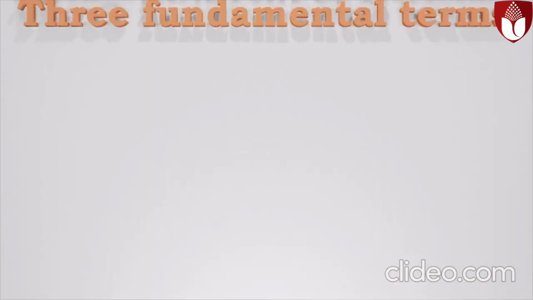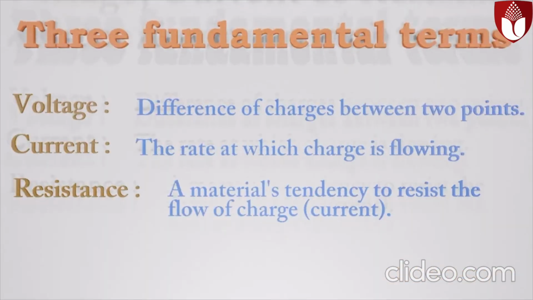When we talk about electricity, there are three fundamental terms we need to understand: voltage, current and resistance. Voltage is the difference in charge between 2 points. Current is the rate at which charges are flowing. Resistance is a material's tendency to resist the flow of charges, also known as current.